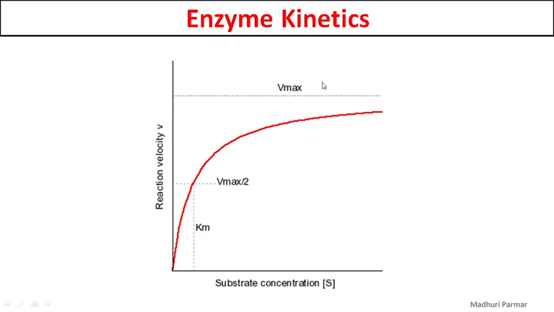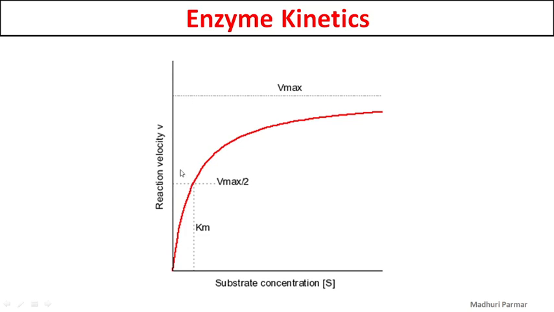So this is the Vmax, the maximum possible velocity. Here you have substrate concentration on the x-axis, reaction velocity on the y-axis. The reaction will be at half of its maximum speed when the concentration of substrate is Km. So this Km is nothing but the concentration of substrate when the velocity will be half of its maximum. Clear? This is the Vmax by 2.